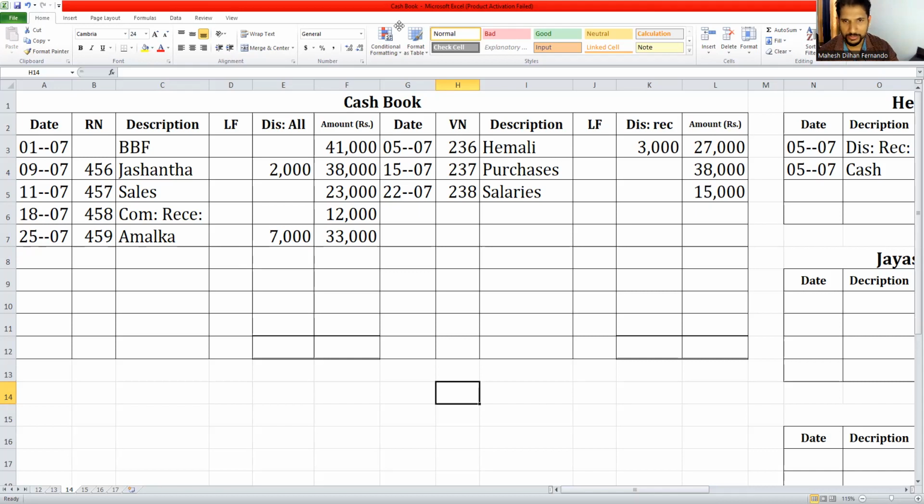Don't know. It is 40,000. 40,000 has been collected like this. We have collected 33,000 in cash and allowed discount 7. So the balance of Amalka's account is 40,000. Are we clear? Good.